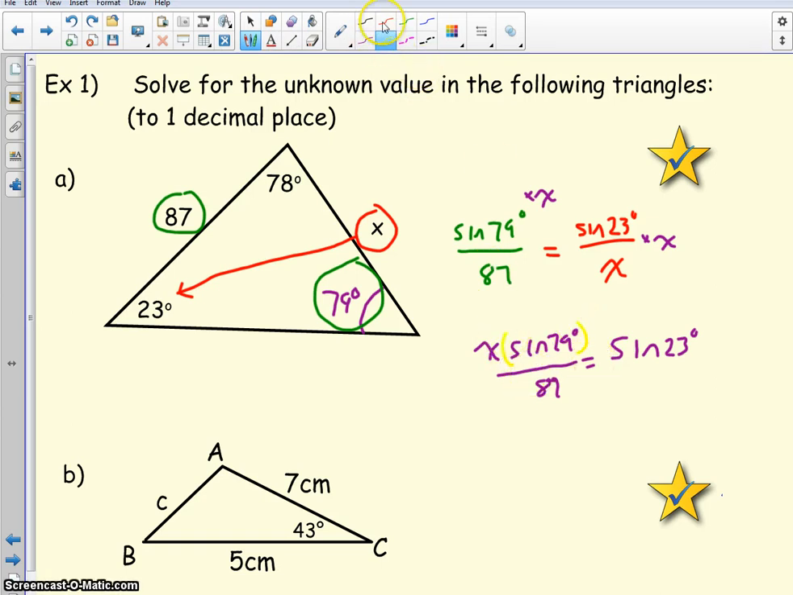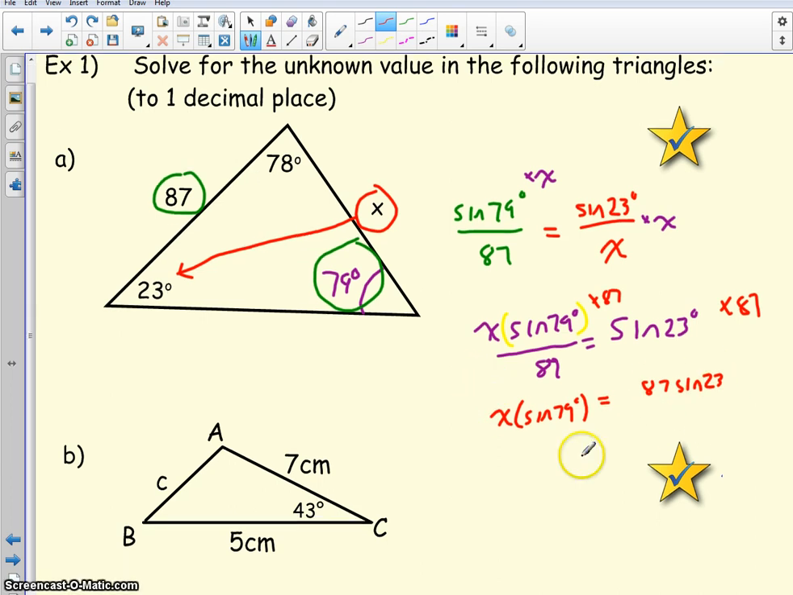So I'm going to multiply both sides of the equation here by 87. So I'll get x times the sine of 79, and that's going to be 87 times the sine of 23. Again, this is all just numbers over here, but I'd like you to keep it exact as long as you possibly can, so don't round this if you can avoid it. And then I'm going to finish this off by dividing both sides of the equation by sine 79.